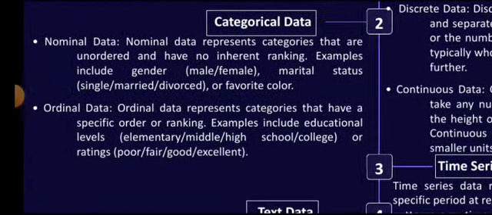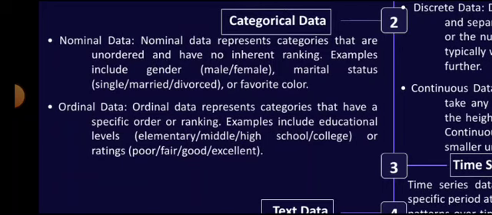Now we have number 2. We talk about categorical data. Now there are also two types or two subdivisions of this categorical data. You have the nominal data and you have the ordinal data. Nominal data represents categories that are unordered and have no inherent ranking.